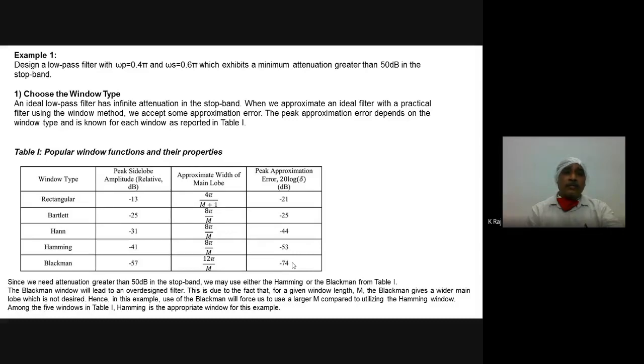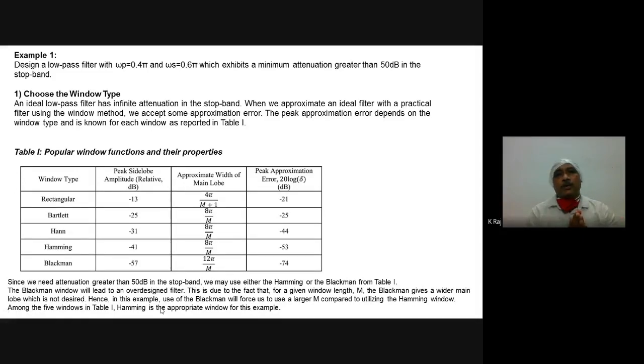But the Blackman window has some drawback, that its main lobe width is larger. See here, the Blackman window will lead to an over designed filter. This is due to the fact that for a given window length M, the Blackman gives a wider main lobe which is not desired. Hence in this example we will select the Hamming window. This is the way of the selection of the window.